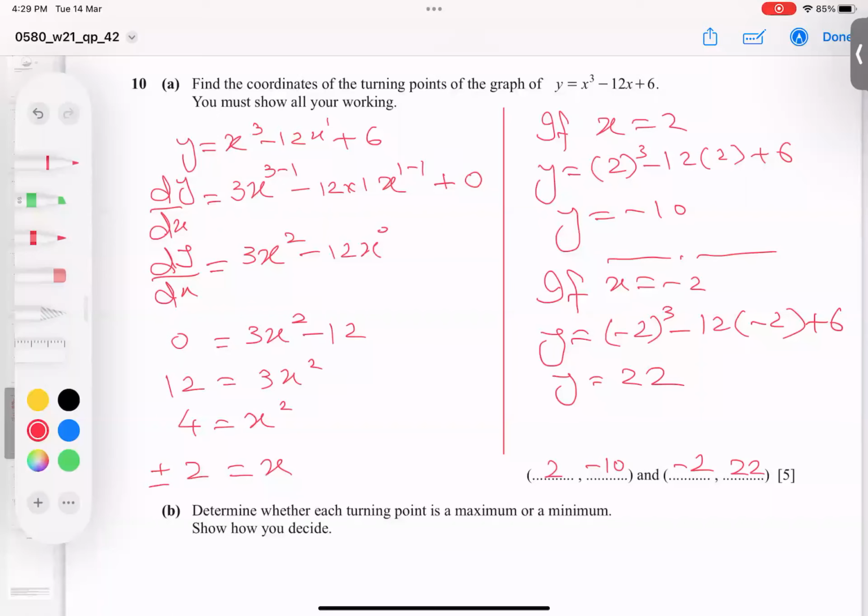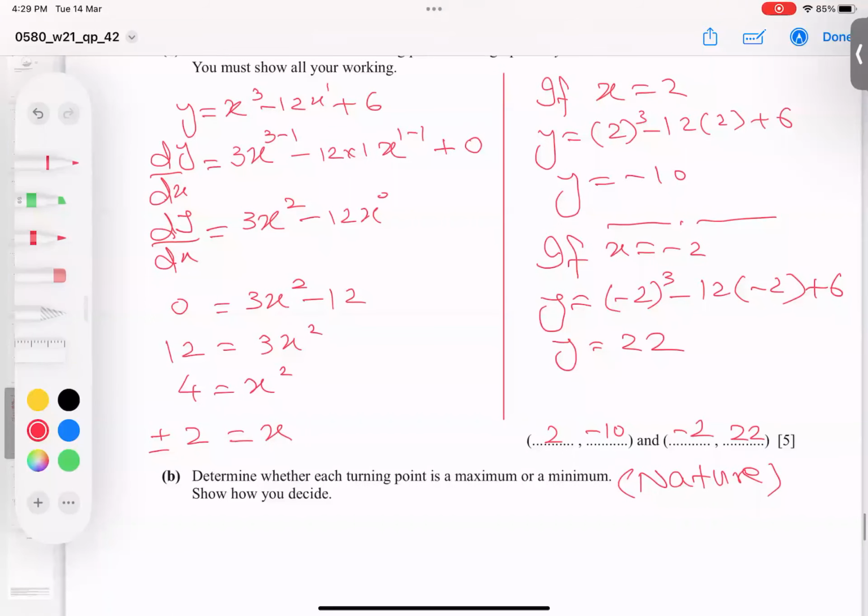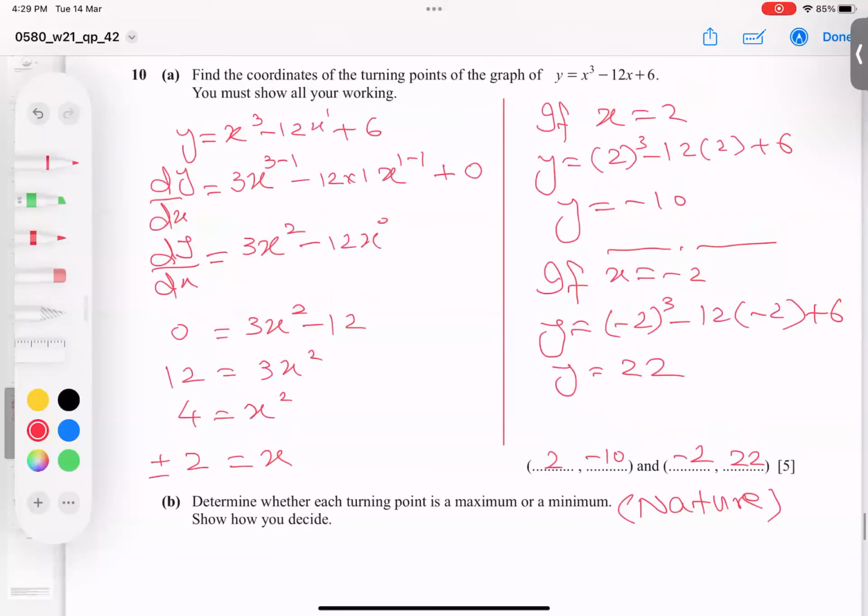Now he's asking to determine whether the turning point is maximum or minimum. This is called nature. Whenever we need the nature, students, what technique do we use? We will go for second differentiation. The way you found the first derivative, the same way you will find the second derivative.